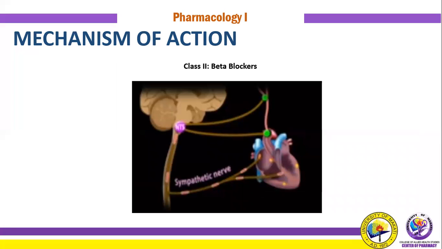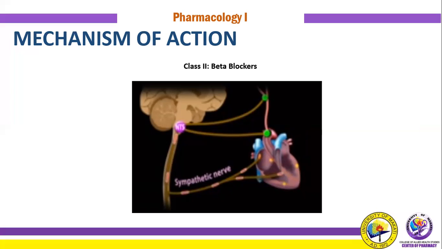Class 2, beta blockers. So, sympathetic nerves release catecholamines, which act to increase SA node firing rate and cardiac conductivity, especially at the AV node. So, it acts on the AV node. These activities may precipitate arrhythmias. So, what do beta blockers do? Beta blockers suppress sympathetic effects, thereby decreasing heart rate and slowing down the conduction through the AV node.